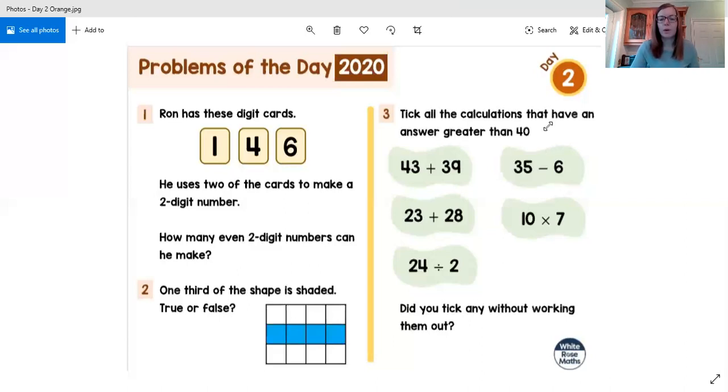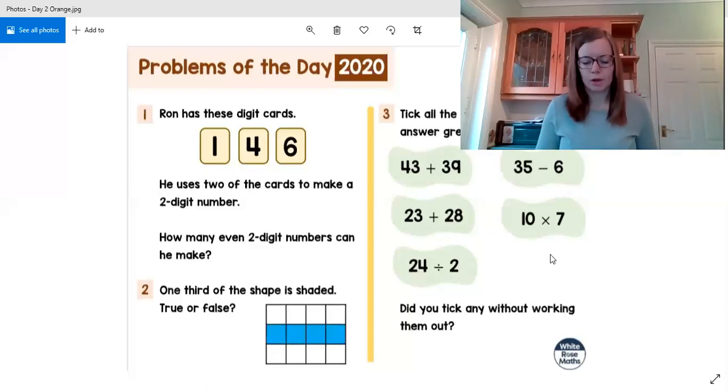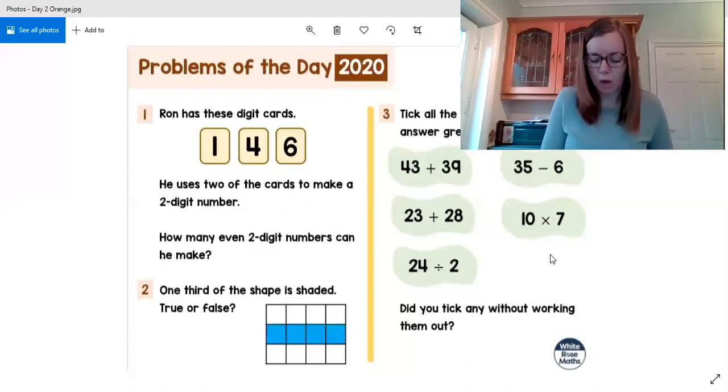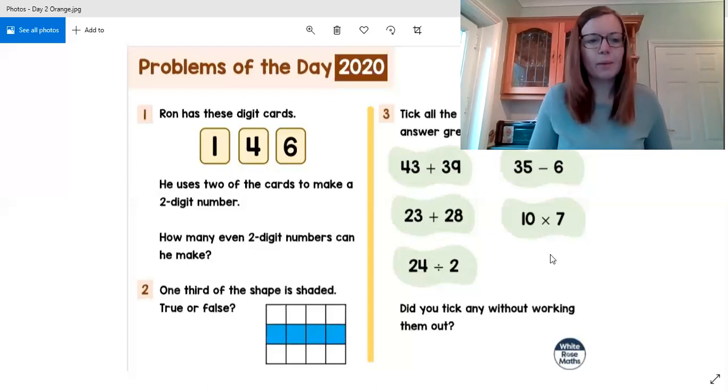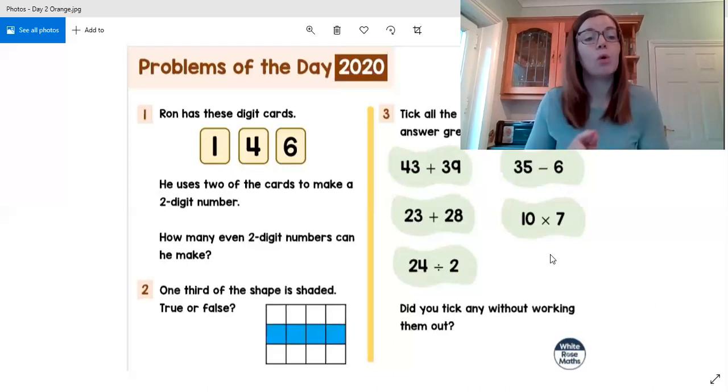Okay, so here we are having to tick all the calculations that are greater than 40. So there's another bit added to the bottom. It says, did you tick any without working them out? Is there any way you can tell me you know an answer is going to be greater than 40 without actually doing the calculation? Well, first of all, let's check that we remember what greater than means. So greater is equal to bigger or to more. So greater than means bigger than 40.